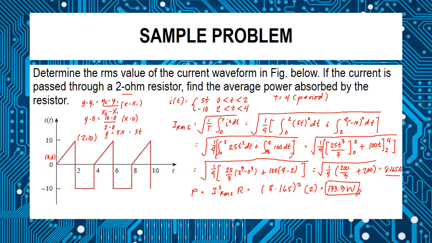So for the RMS value, then substitute. Our formula is the square root of 1 over T, integral of I squared dt from 0 to T. So substituting, we have the square root of 1 over 4, integral of 5t squared dt plus integral of negative 10 dt squared from 2 to 4.